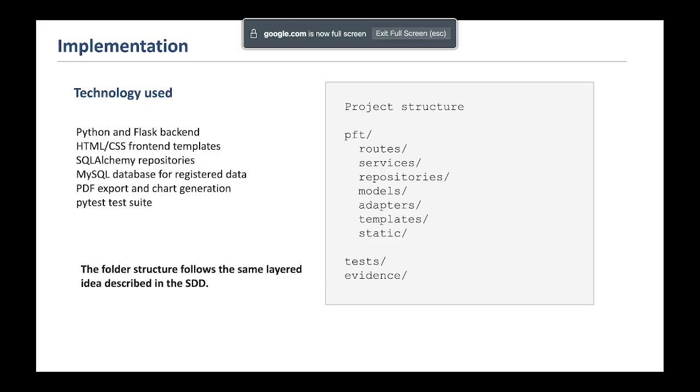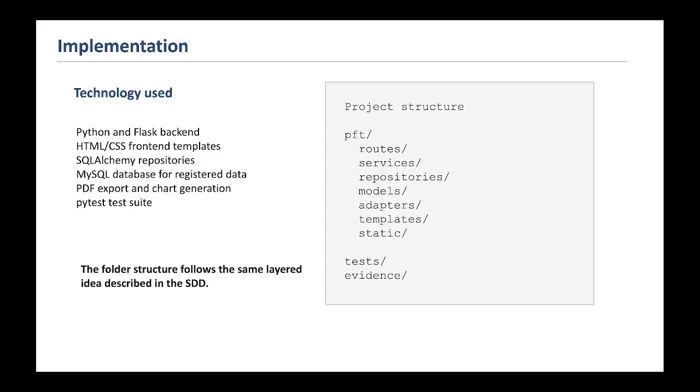So for the implementation, the project itself contains the working Flask application, PFT, and its test suites. The source code is divided into routes, services, repositories, models, adapters, templates, and static files. This folder structure follows the layered design described in the SDD, allowing for easier maintainability and testing.